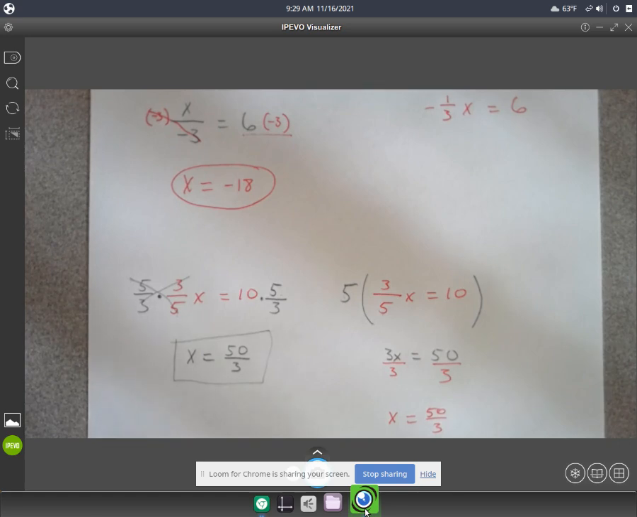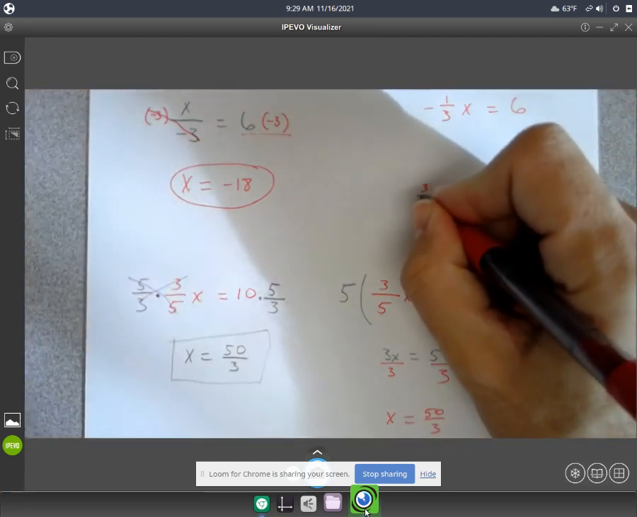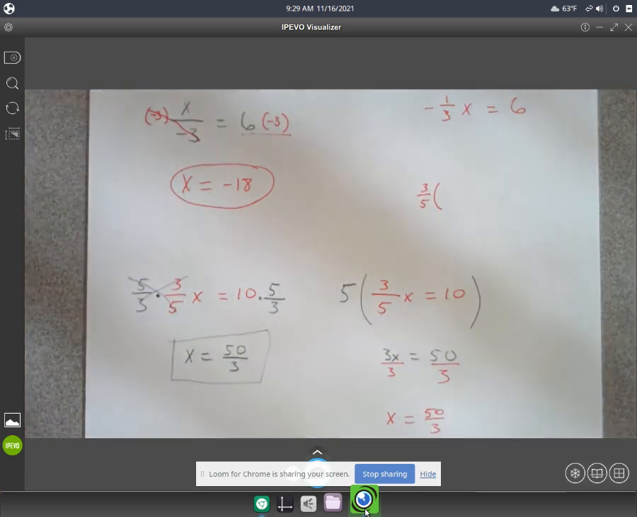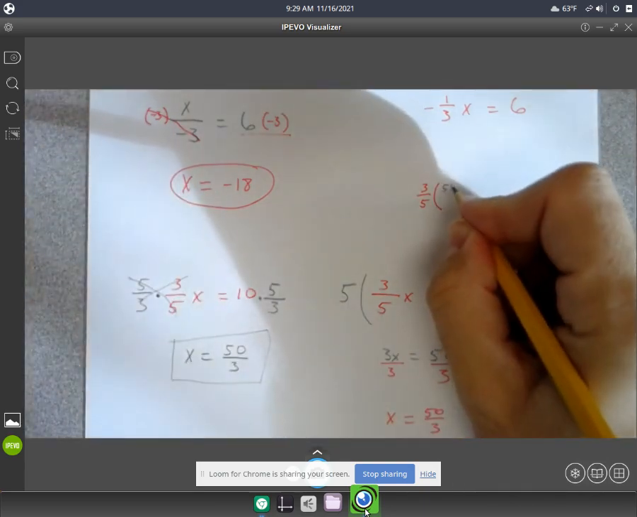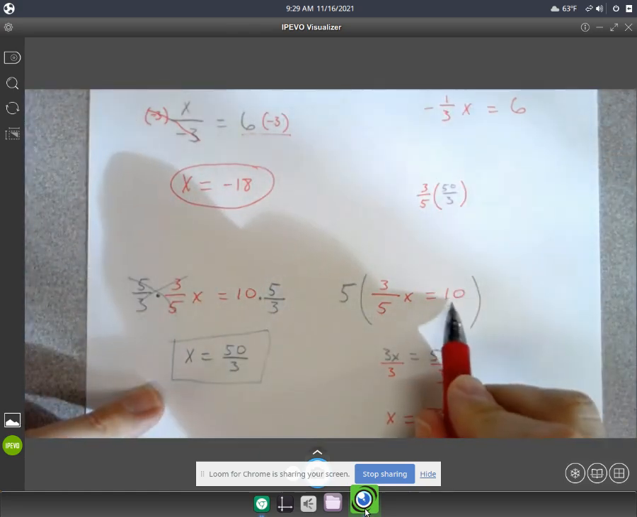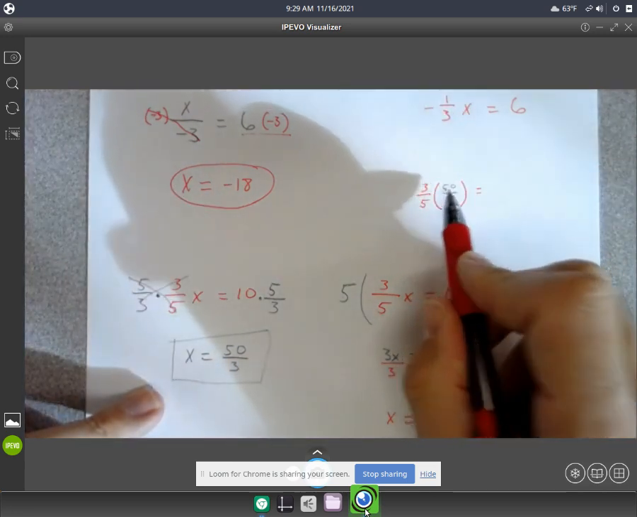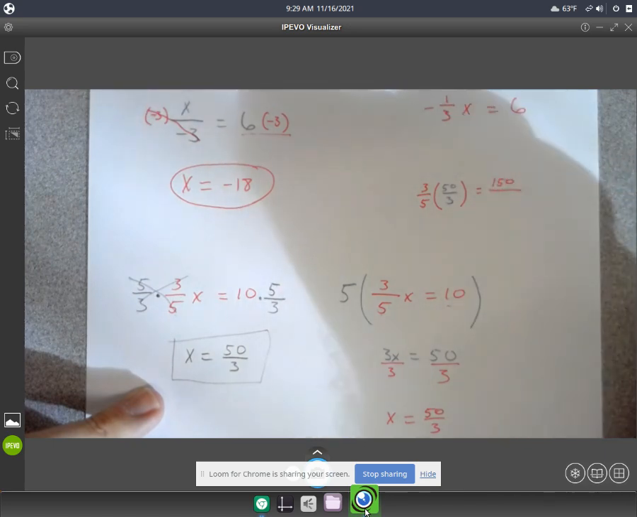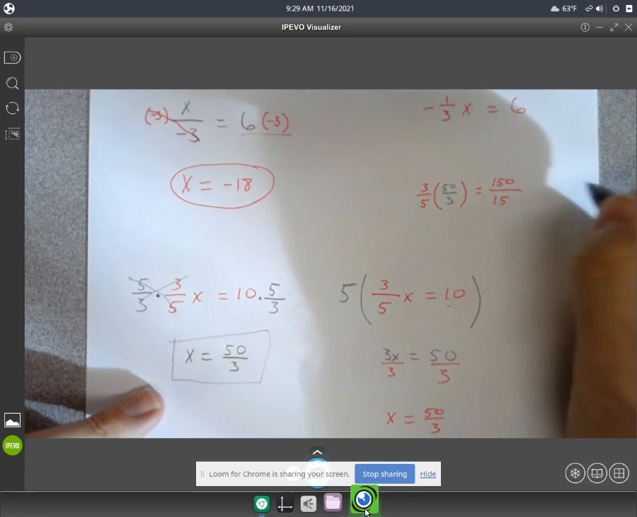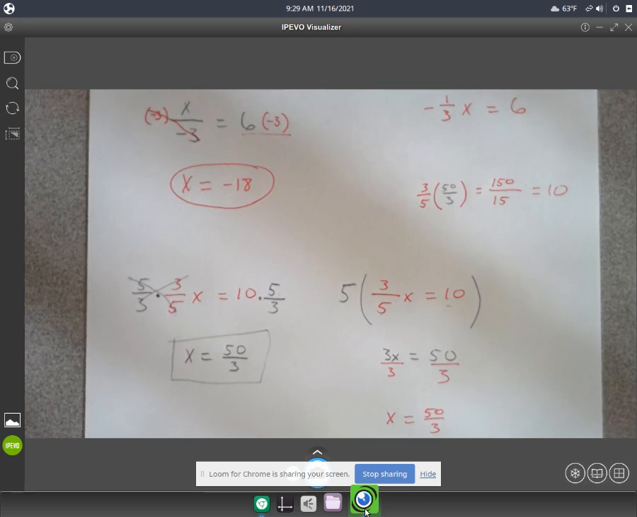All right, that's good. I mean, I guess what you could do is you could take that 50 over 3 and plug it back in for x if you wanted to check your answer. So it would have 3/5, but we're going to plug in the 50 over 3. And when we work this out, we should get 10 as our answer. All right. If I multiply across, 3 times 50 is 150. And then 5 times 3 is 15. Yeah, 150 divided by 15 is equal to 10. That's it. That's our answer.